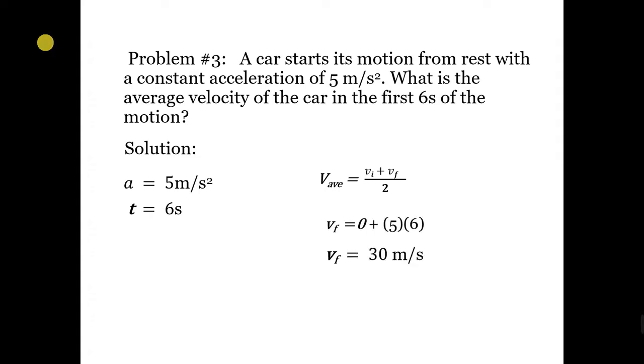Final velocity is equal to the sum of initial velocity and a product of acceleration with time. Now substitute the given values to the final velocity formula with an initial velocity of 0. The initial velocity is equal to 0 because a car starts its motion from rest. Therefore, the value of final velocity is equal to 30 meters per second. Now, directly substitute the solved values to the formula for average velocity. The result will be equal to 15 meters per second.